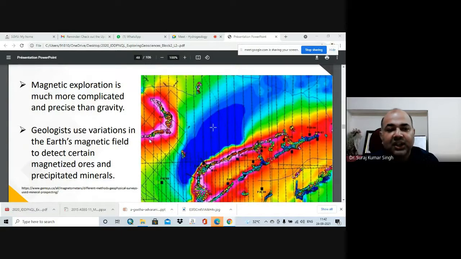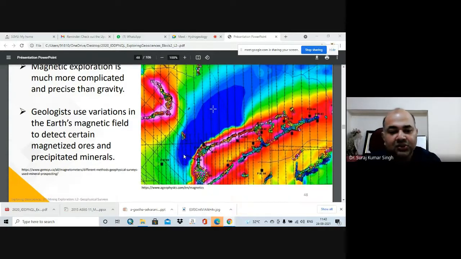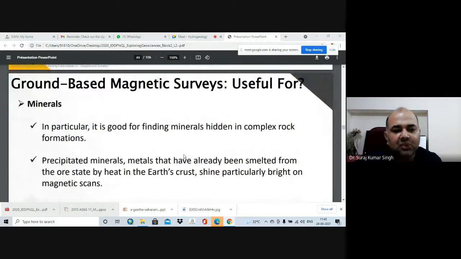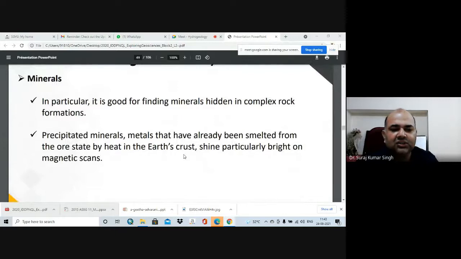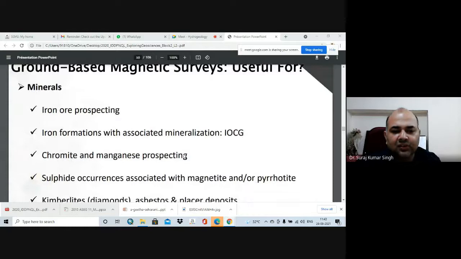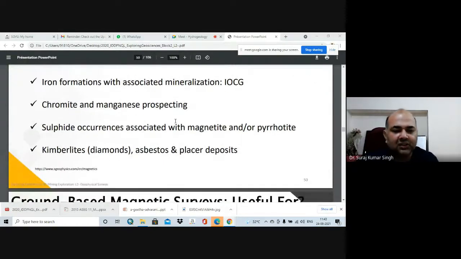on the basis of that, and magnetic exploration is much more complementary and precise than gravity exploration. Geologists use variation in the earth's magnetic material to detect certain magnetic ores and precipitate minerals. So these are the various methods on the basis of which you will be finding the various kinds of minerals associated with complex rock types, and you will go for iron prospecting or iron formation associated with mineralization, or chromite or magnetite prospecting.